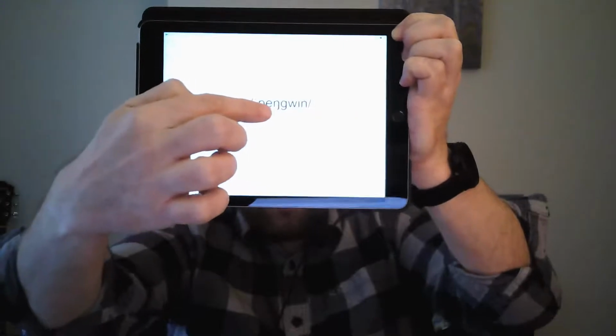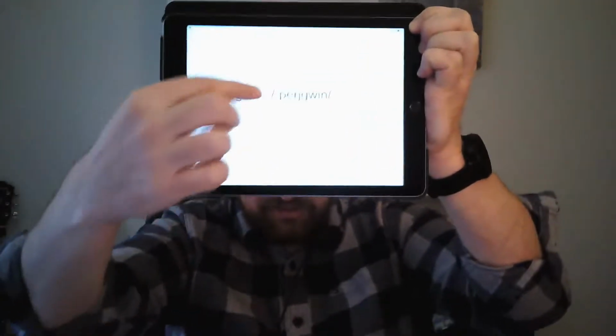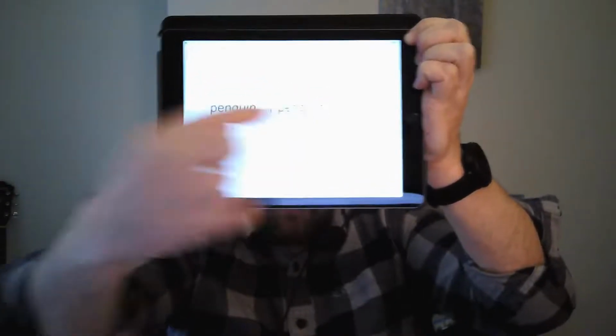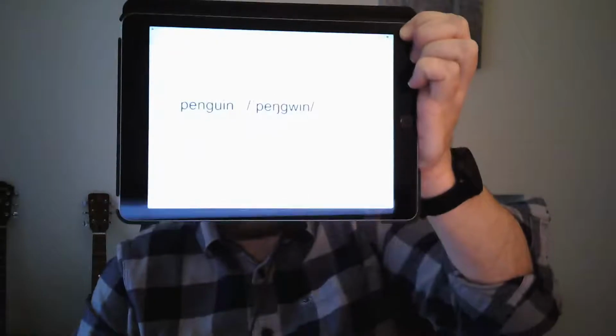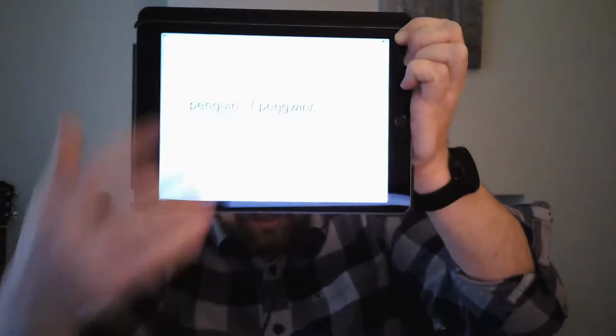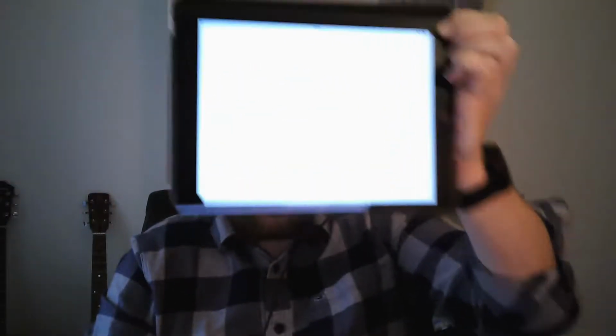So it's the combination of this, that looks like an N with a little bit of a tail. So penguin, penguin. Yeah, penguin is a difficult word to pronounce. But if we can see the phonemic spelling, then it really helps us a lot.